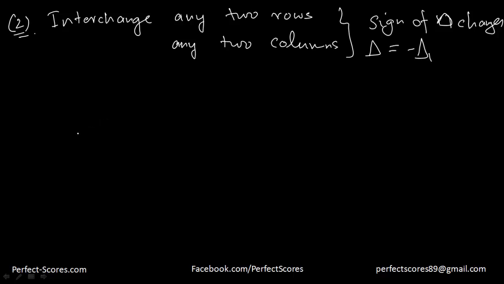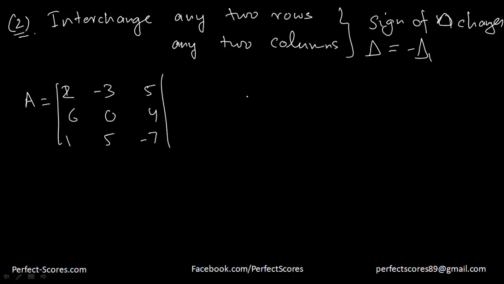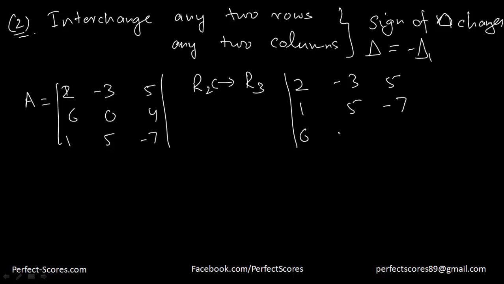Let's put that to test, and I'm going to use an example here. So let's suppose we have a determinant A, which is 1, let's say 2, negative 3, 5, 6, 0, 4, 1, 5, and negative 7. So we have this determinant over here, and what I do is I interchange row 2 with row 3. If you interchange any two rows, I'm going to interchange row 2 with row 3, and this is what my new determinant is going to be.